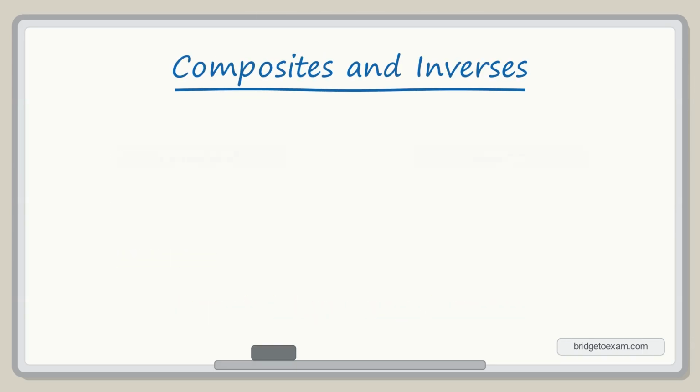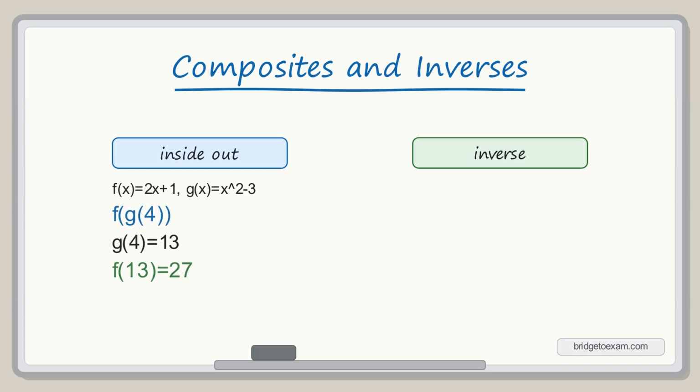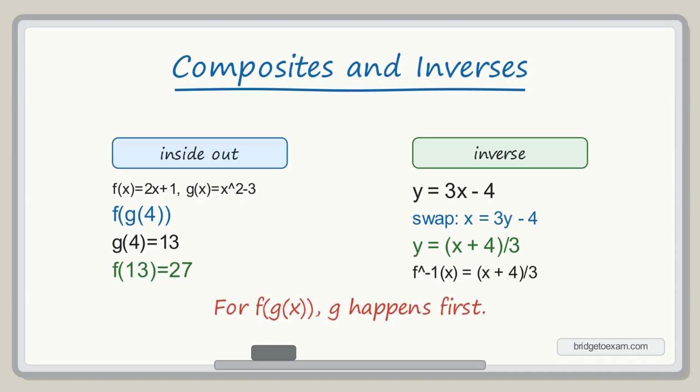Composite functions work inside out. Inverses reverse input and output. Write y equals f of x, swap x and y, then solve for y.